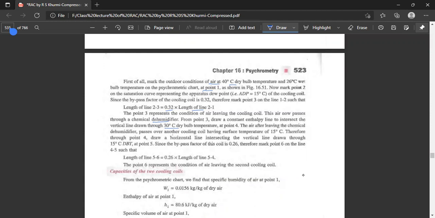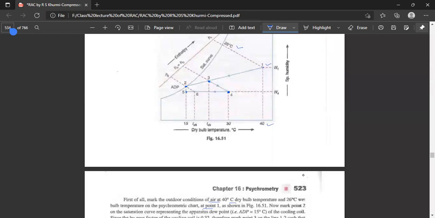Since the bypass factor of this coil is only 0.26, mark point 6 on the line 5-4 so that the length of the line 5-6 is equal to 0.26 times the length of the line 5-4. Thus, point 6 represents the condition of air leaving the second cooling coil. And we get the dry-bulb temperature at that point from the psychrometric chart.